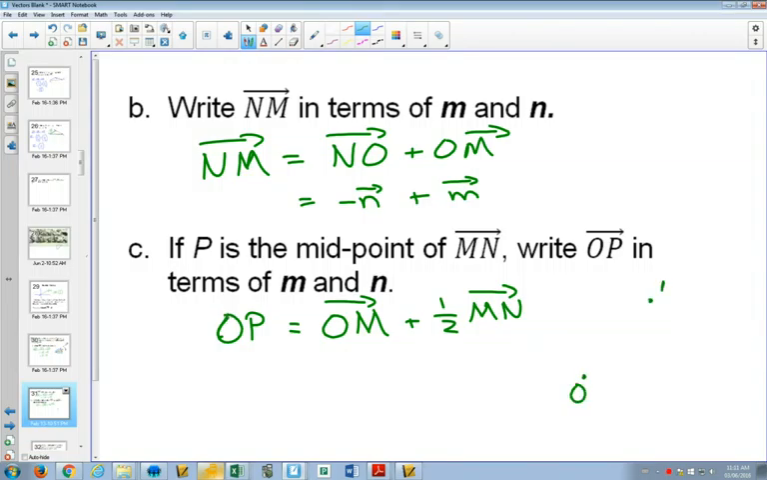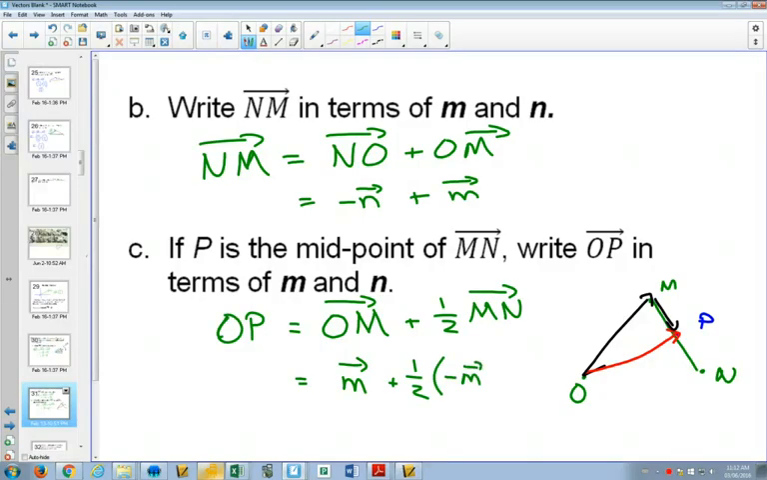So I'll draw that out again. Here's O, here's M, here's N, halfway in between was P. So I want to go here to here as my resultant. I could do that by going from O to M first and then halfway from M to N. So what does that look like in terms of M and N? Well, O to M is just our vector M. And we already figured out that M to N was negative M plus N.